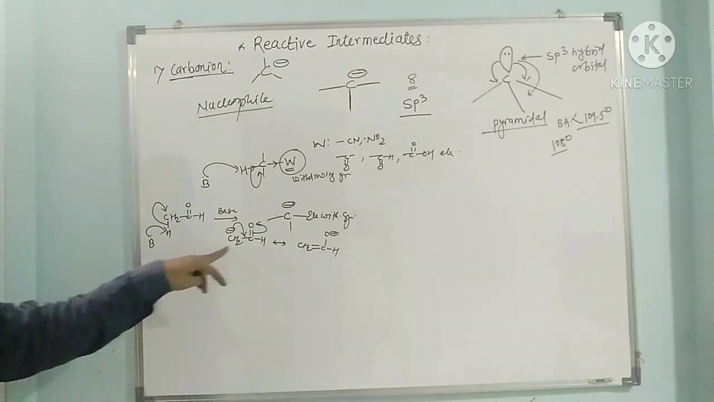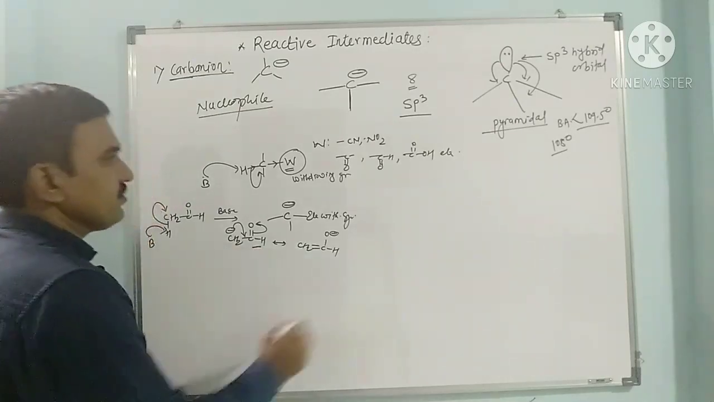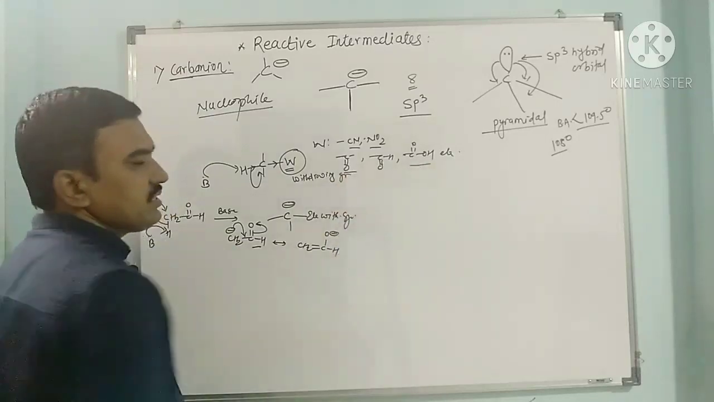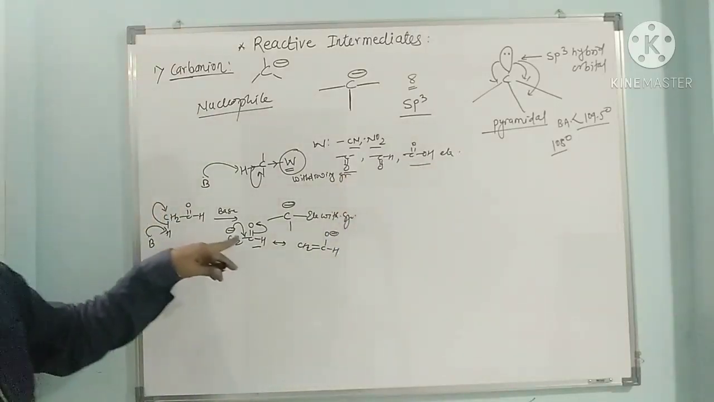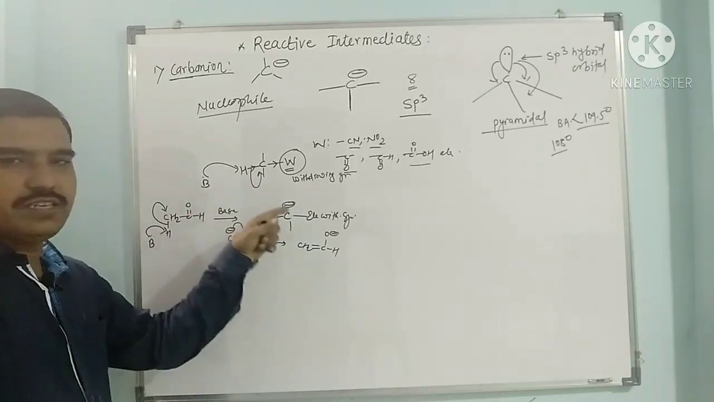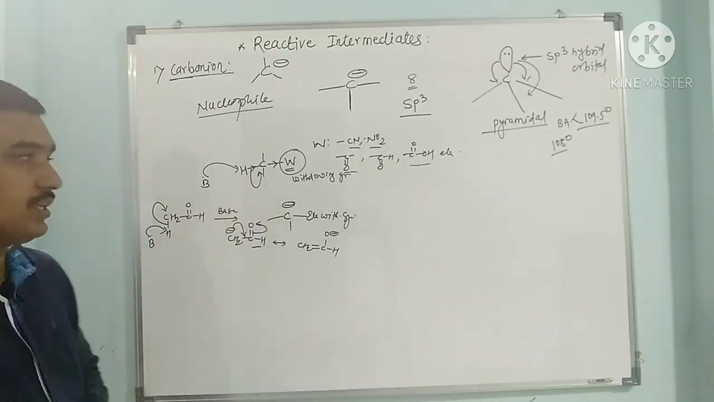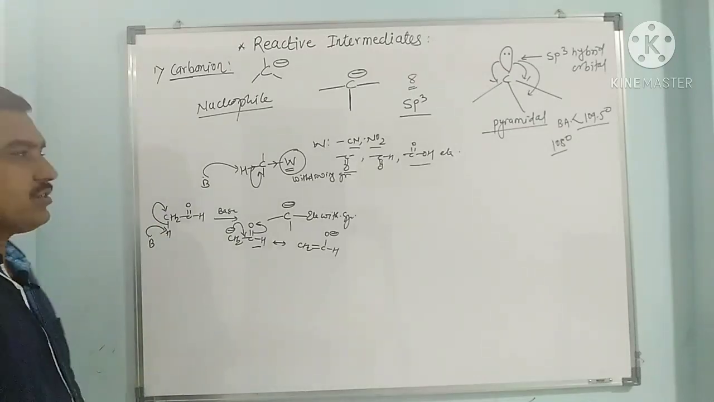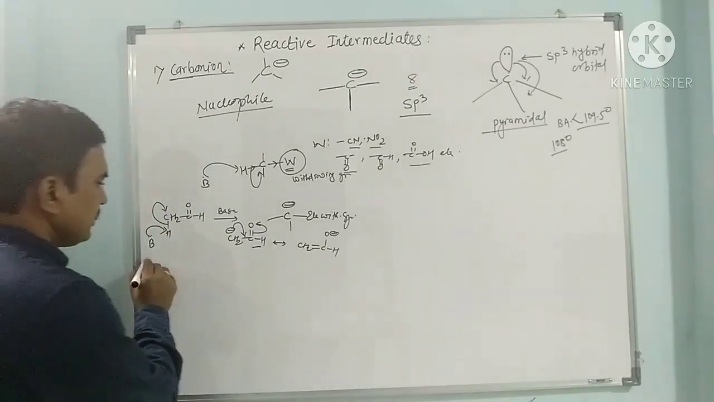So in this way, this can be CHO, CN, nitro, CO, COH, any electron withdrawing group. When attached here, through the resonance effect the electron pair shifts to that electronegative element such as oxygen or nitrogen. So this is the simple formation of carbanion. Now we have to see its stability.